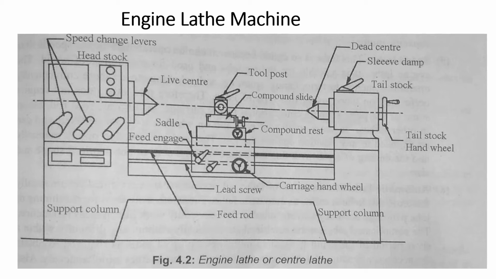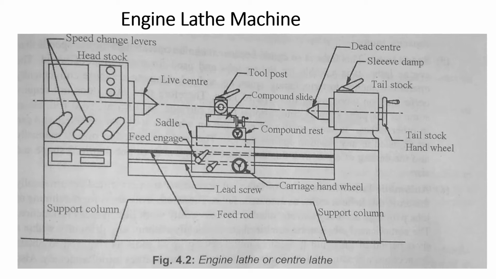The carriage is a device that consists of so many parts: saddle, compound rest, and tool post. The tool post is used to hold the tool. Next, the tailstock. It consists of the dead center. The dead center is moved in left and right to and fro motion by the tailstock hand wheel. Why are we calling it the dead center? It is not rotating, initially not rotating.